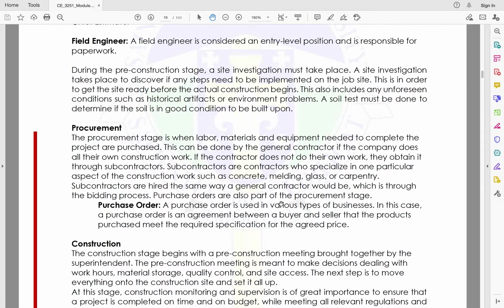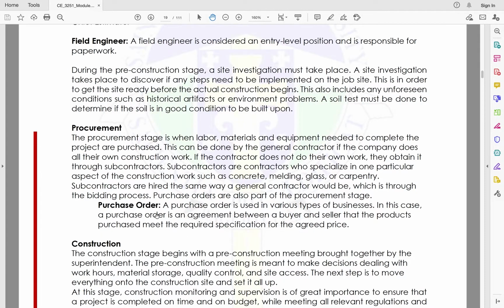Purchase orders are also part of the procurement stage. Sometimes subcons no longer undergo bidding. Okay, so actually, based on experience, we have seen that subcons did not undergo the bidding process, but they were referred by someone who had worked with them on past projects. But of course, the qualifications of the subcon company are still checked.